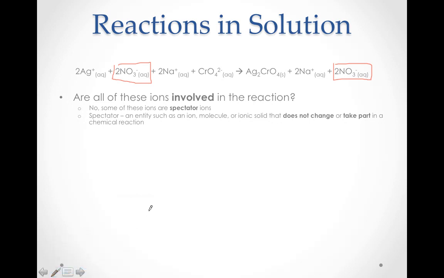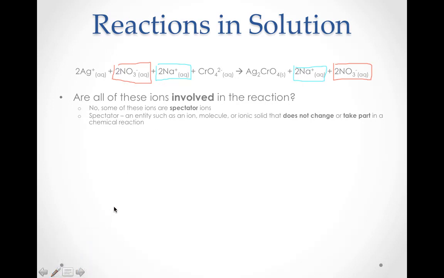Do we notice any others? If you said Na+, you're right, because here we see 2Na+, and here we see 2Na+. So that's on both sides. But if we look at the rest of the substances, 2Ag+, we can't find that over here. CrO4 2-, we can't find that over here. So these two are the only spectator ions that we have.